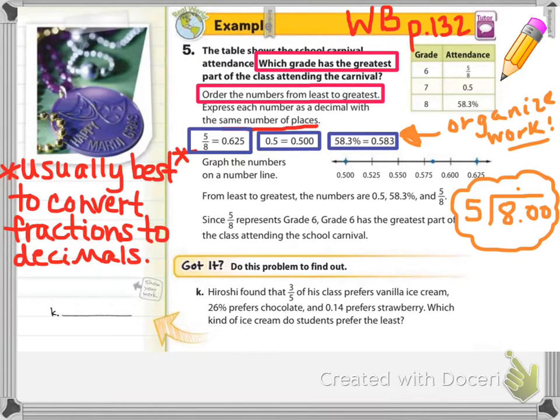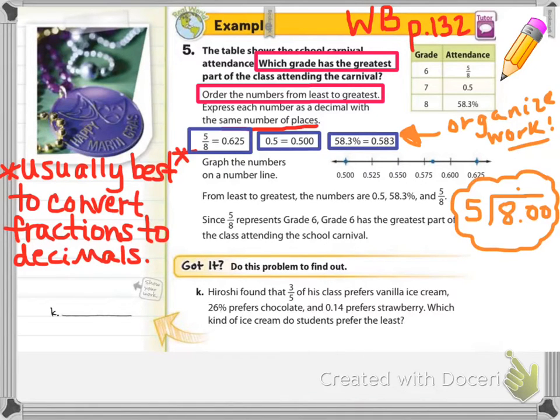All right, notice in the blue purpley colored boxes, I've highlighted how they've changed 5/8, 5/10, and 58 3/10%. It's important to keep up with your original numbers and what they convert to, because you always need to show the original numbers when you place them in order. Okay, so take note of how neatly they put that in order. They also graphed it to show you on the number line.